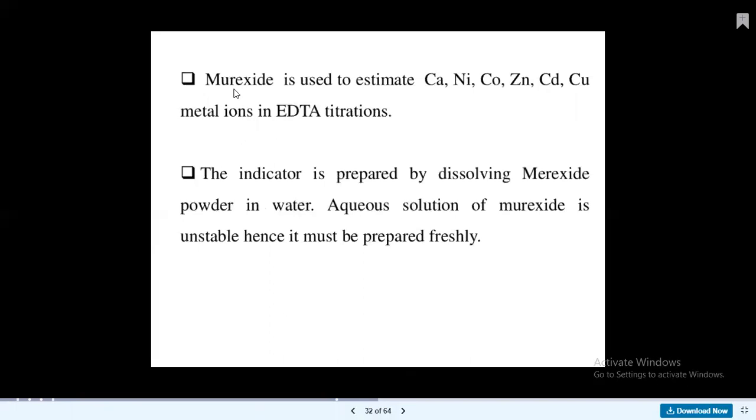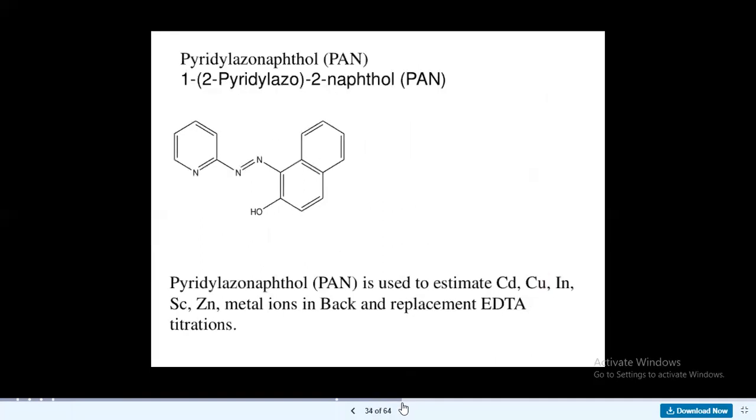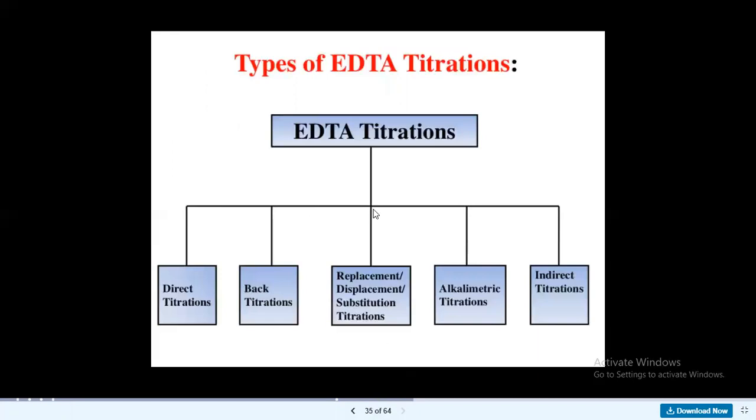The second one that you have to remember is murexide, which is also used to estimate calcium and nickel. Murexide is an aqueous solution, and this aqueous solution is freshly prepared. We skipped xylenol orange. There can be different types of titration in this.